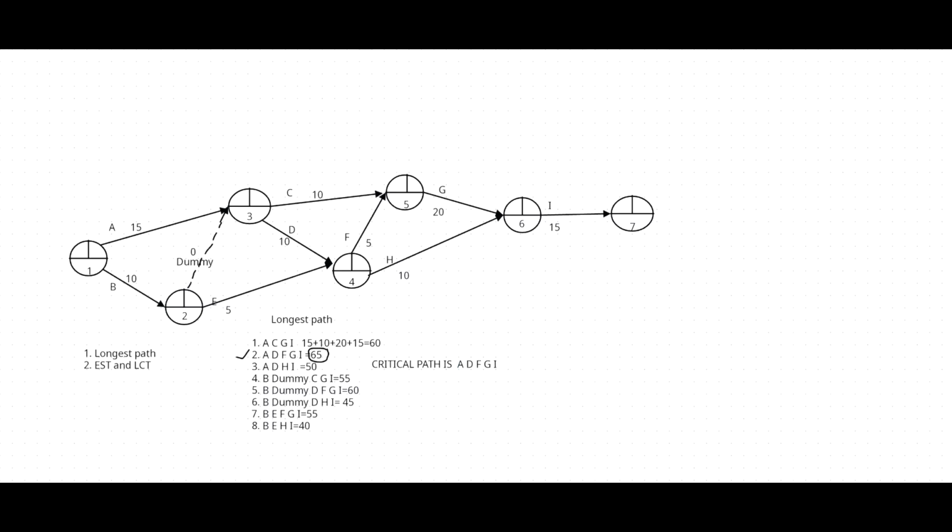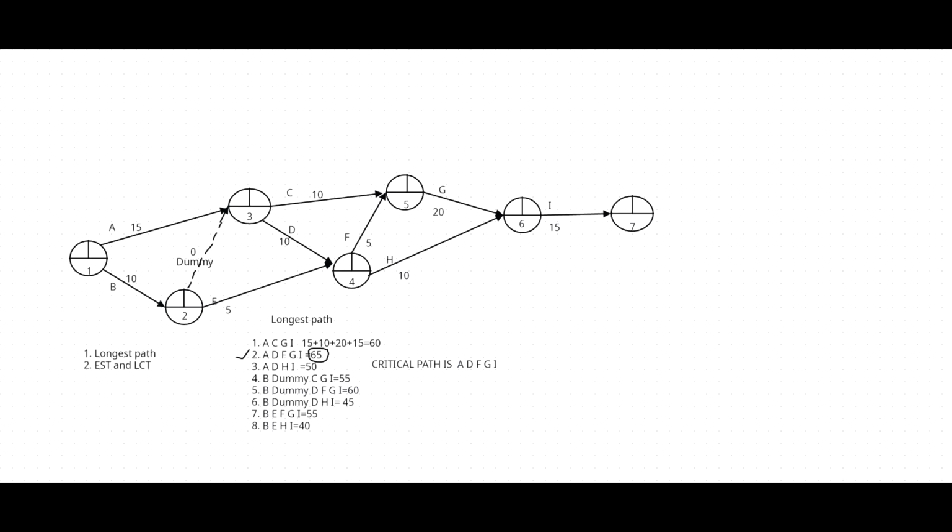Okay, now I'll explain how you can use the longest path method to find the critical path. That is the very first time and the last time we use the longest path to find the critical path. Because if you want, you can apply this method. But I think the easiest one is the second method: earliest start time, latest completion time.